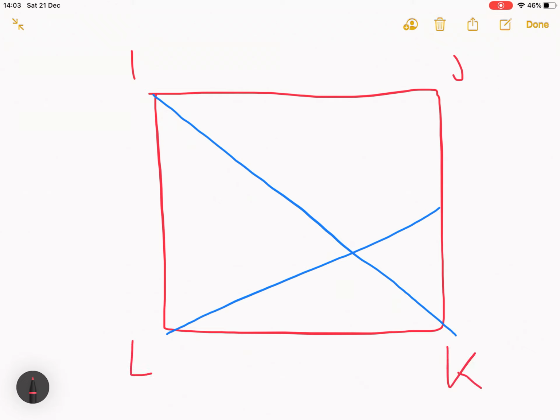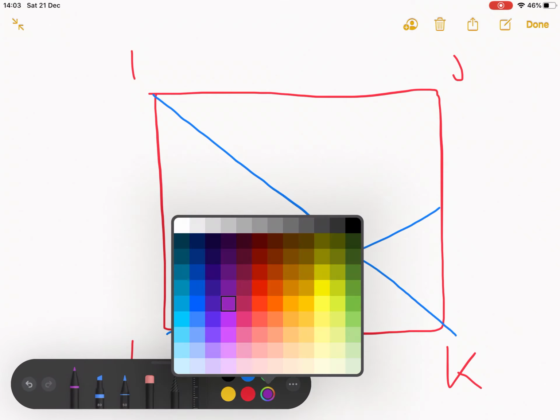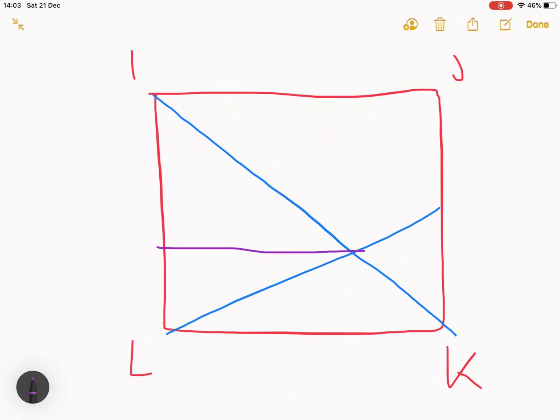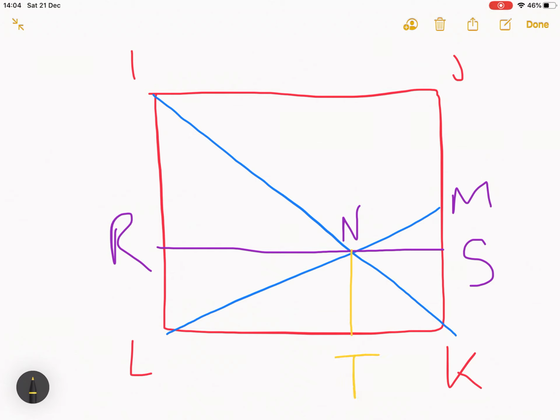And then we can draw a line that crosses the intersection, and we can call both ends, this point R and this point S. We can call this point M, and the intersection is N. Then we can draw a perpendicular from N to the foot of the side, and we can call that T. And this is our full diagram.